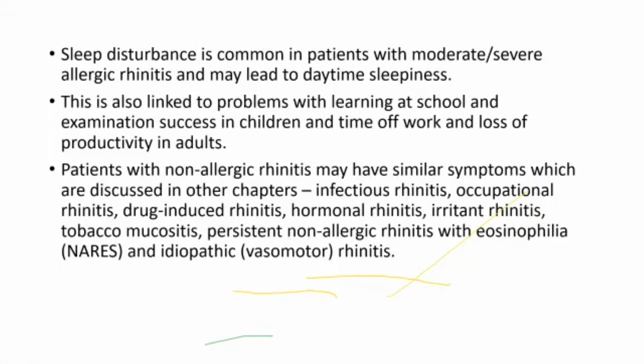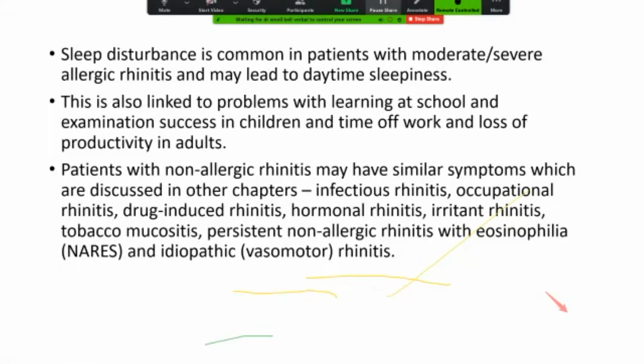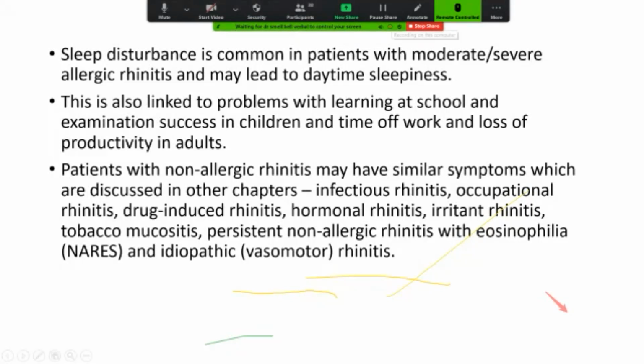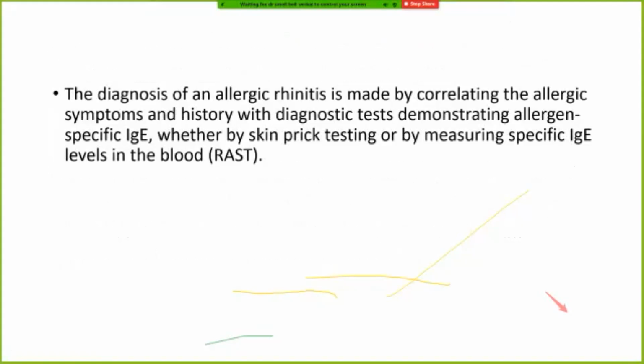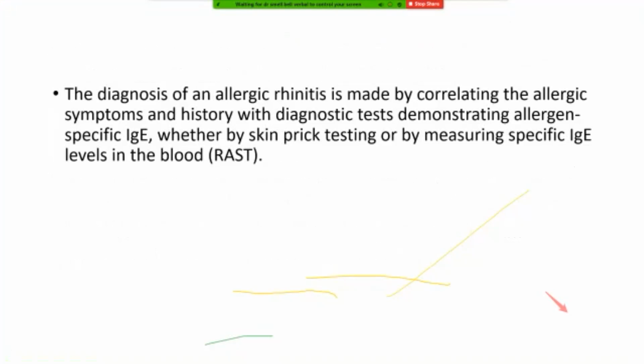Tobacco mucositis, tobacco-related rhinitis, persistent non-allergic rhinitis with eosinophilia syndrome. It is called non-allergy, but there is eosinophilia. NARES, it is called non-allergic rhinitis with eosinophilia syndrome. And the most important for you people, a 4-mark or 2-mark question, is vasomotor rhinitis, idiopathic vasomotor rhinitis. Getting the allergic symptoms and history with diagnostic tests demonstrating allergen-specific immunoglobulin E, whether by skin prick testing or by measuring specific IgE levels in the blood.